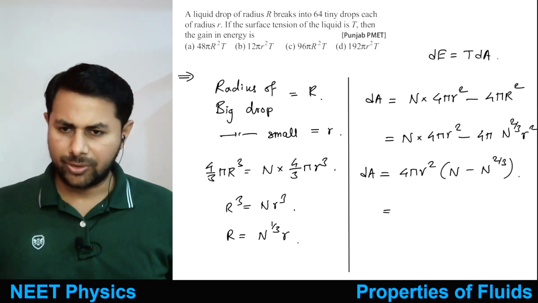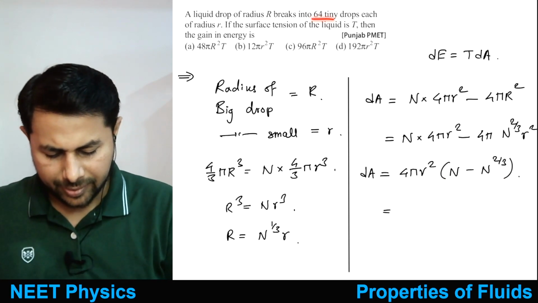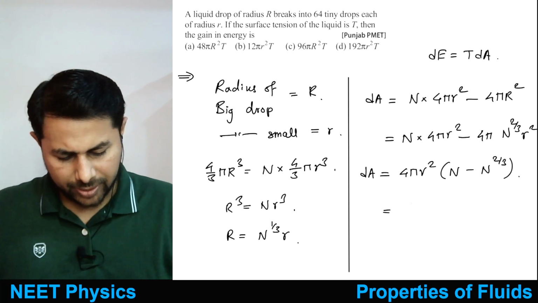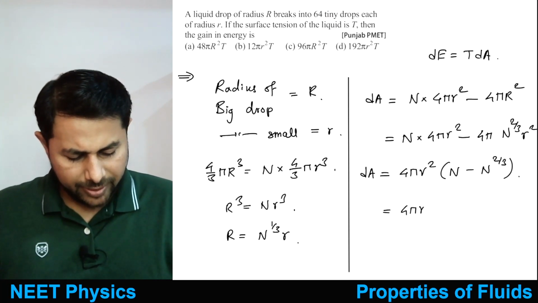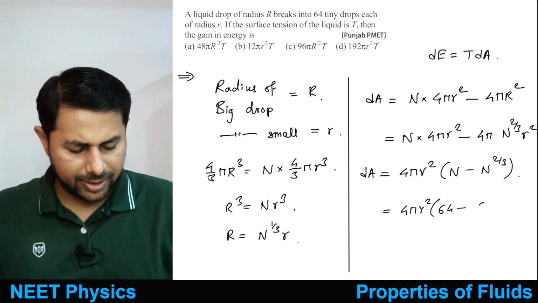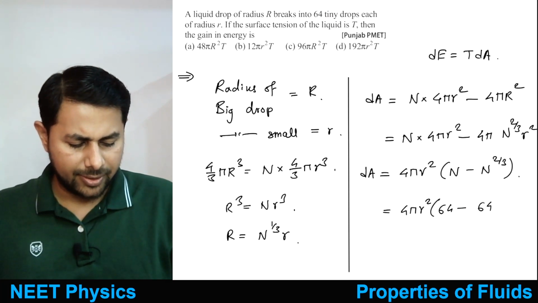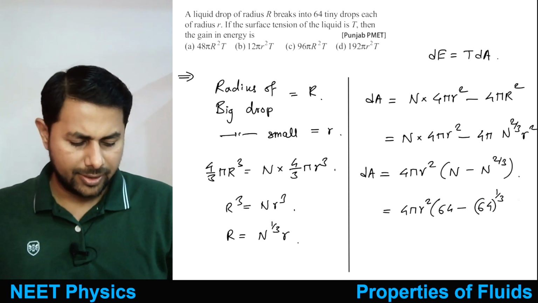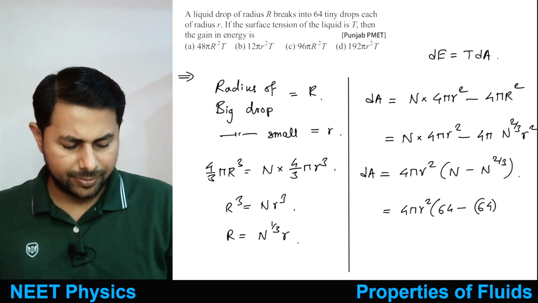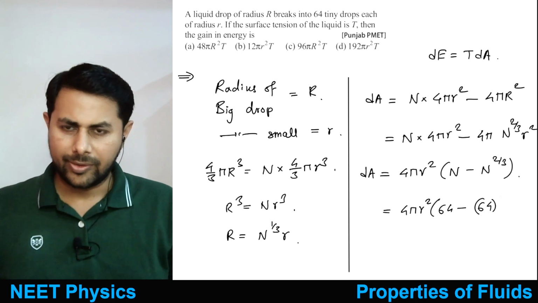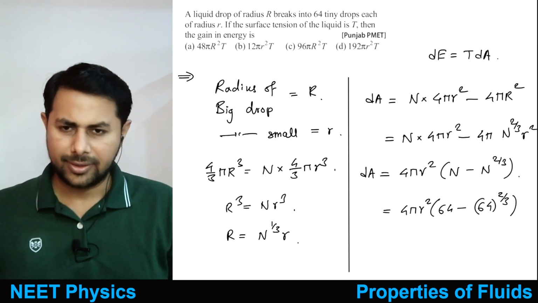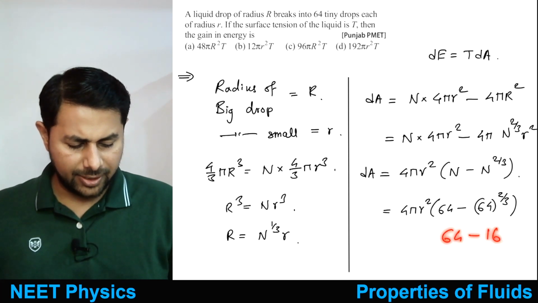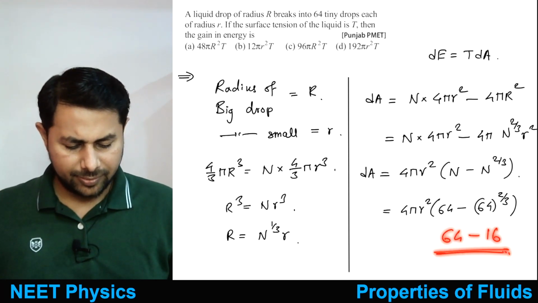Okay, then you can put the value of n. So therefore it is equal to 4 pi r square multiplied by 64 minus 64 raised to 2 by 3. So take the cube root of 64 and then take its square. What is the cube root of 64? 4, okay, and the square of that is 16. So 64 minus 16, how much is it?